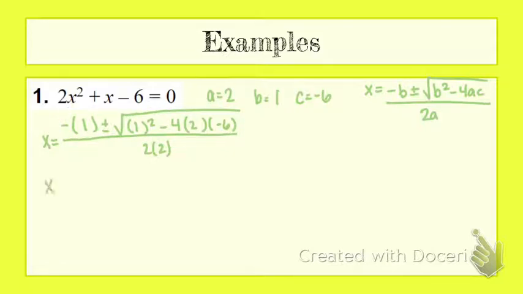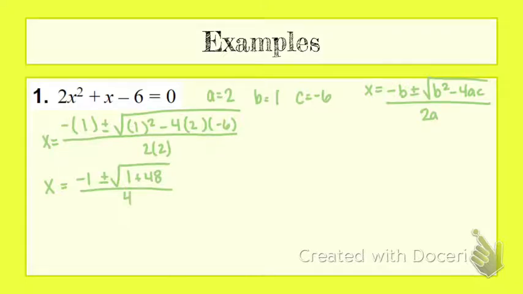First, negative 1 is just negative 1. Then we have plus or minus the square root. We're going to square this number, so we get positive 1. Then we multiply these together: negative 4 times 2 times negative 6 gives us positive 48. So we have 1 plus 48 under the radical. And then 2 times 2 on the bottom is 4.